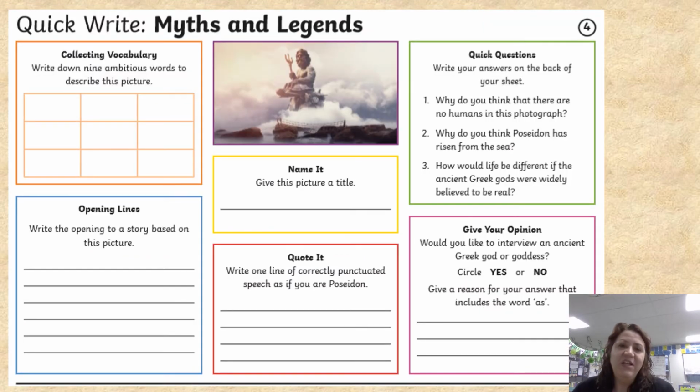Now, what I'd like you to do is have a look at this picture. There is a bigger version that you're going to look at in a minute. This is Poseidon, the god of the sea. He's Zeus's brother. And he is carrying here his trident, which is his three-pronged fork. That's his object that he always carries.